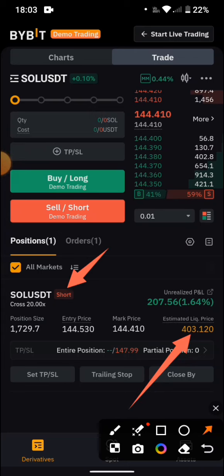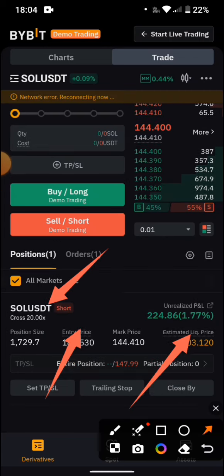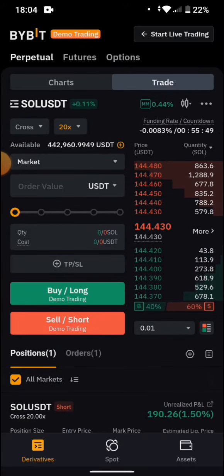Currently I'm using cross. So in case the market fails to drop and it keeps pumping, I enter. This is my entry price, 144. It reaches 403. The price of Solana keeps pumping up until it reaches 403.120. I'm going to lose my entire account. This is what we mean by liquidation price.